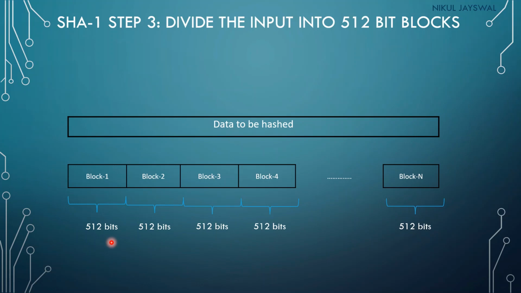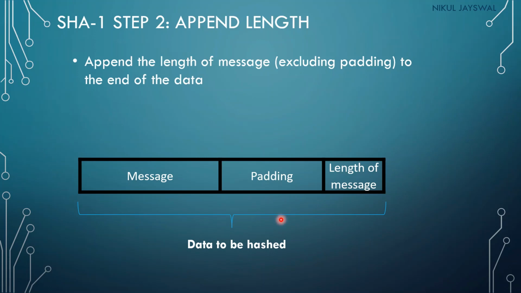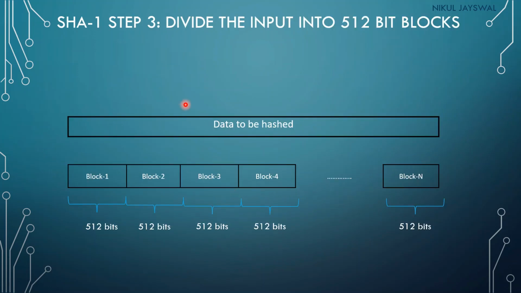Clear? Now the next step, step number 3, is to divide the input into 512-bit blocks. Whatever we need to hash, all the data, we will divide this data into blocks of 512 bits. So this will be our block 1, this will be block 2, block 3, block 4, and we will have a block n. The output of block 1 will be the input of block 2. Clear? And the output of block 2 will be the input of block 3, and the output of block 3 will be the input of block 4, and the last output will be our hash value.